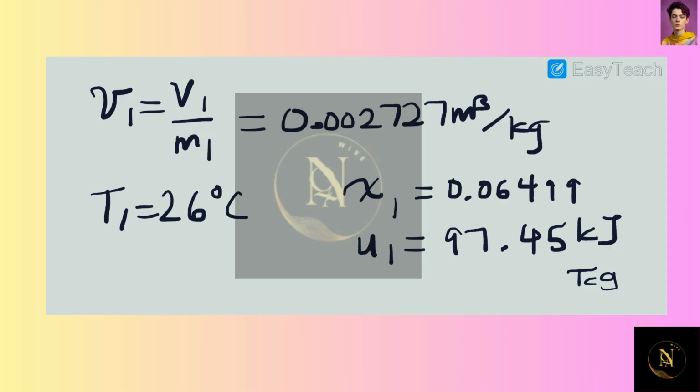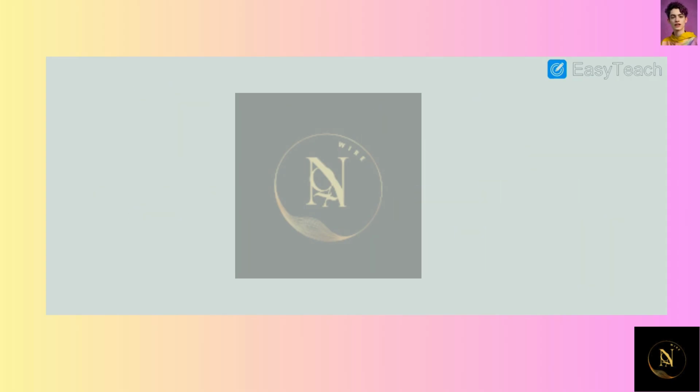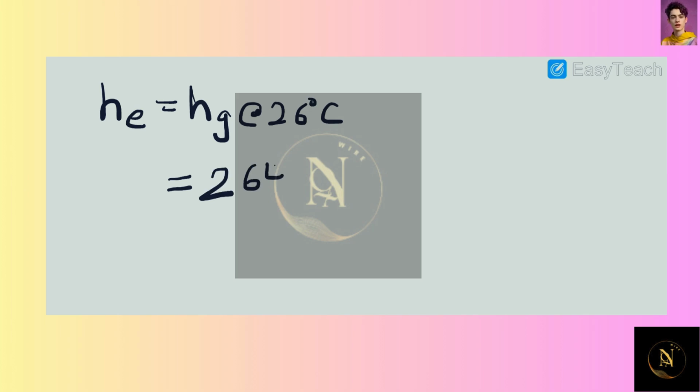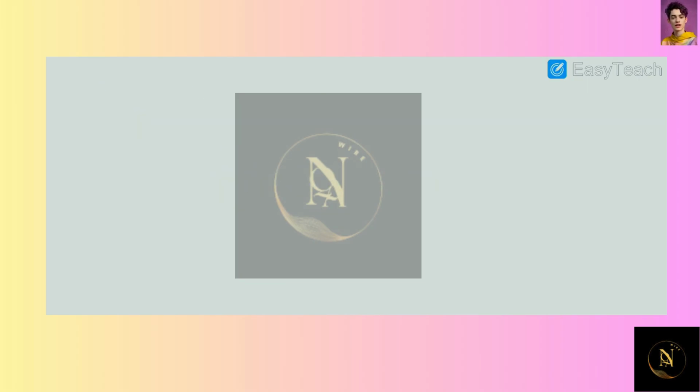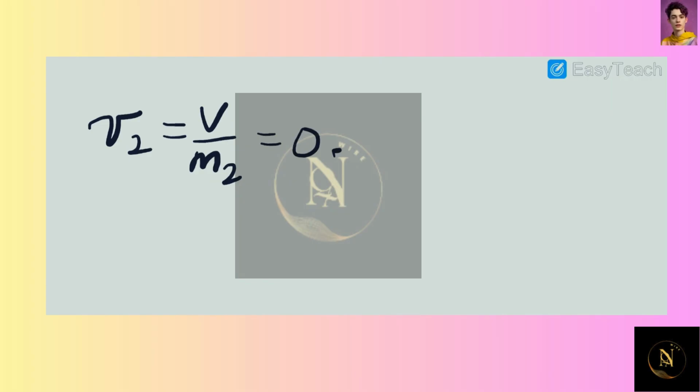Next, what we can do is calculate the enthalpy of our saturated vapor refrigerant that is leaving the bottle. So since we know that this is a saturated mixture, we can just say that the exiting enthalpy will be equal to h_g at 26 degrees C. And looking this up in the thermodynamic table, we see that this is equal to 264.73 kilojoules per kilogram. We can then calculate the specific volume at the final state and say that v_2 is equal to total volume over the final mass, and this gives us a total specific volume at the final state of 0.01 cubic meters per kilogram.